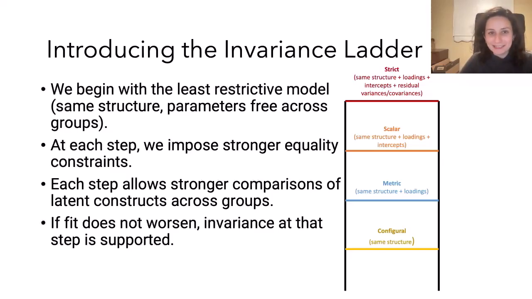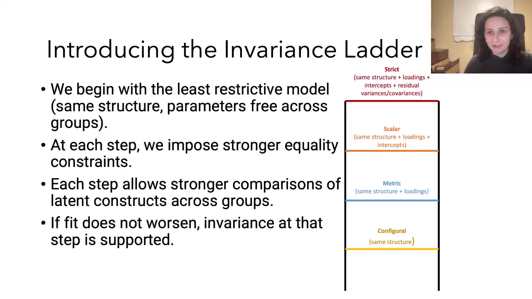Basically, invariance testing works by beginning in the least restrictive model, which I alluded to in the last session. We have the same structure and all parameters are free across groups. And at each step, we are going to impose stronger and stronger equality constraints. At each step, these constraints are going to give us stronger and stronger comparisons of latent constructs across the groups. If it doesn't worsen at each step, we can say that invariance at that step is supported.